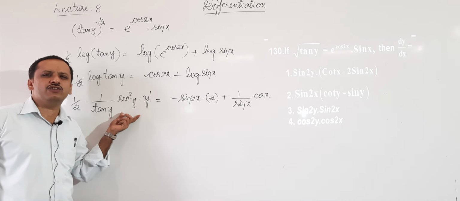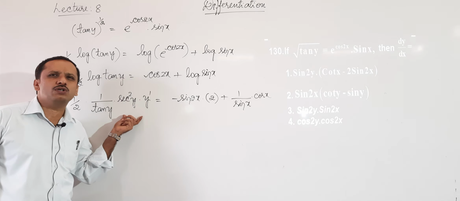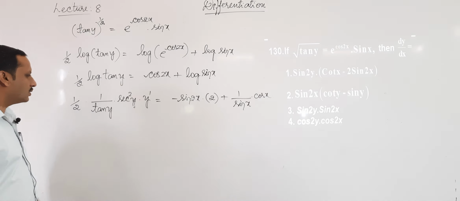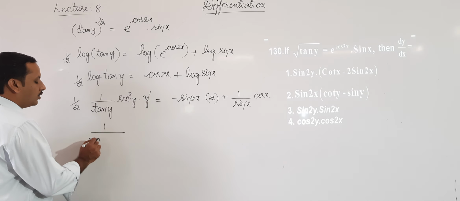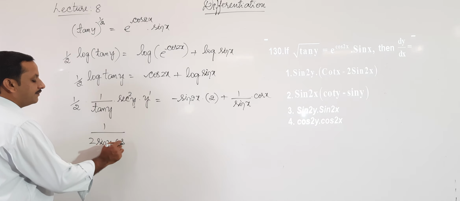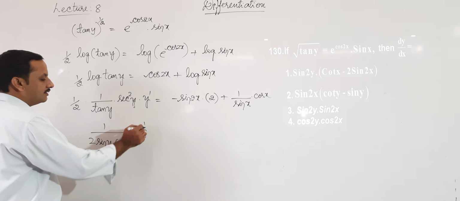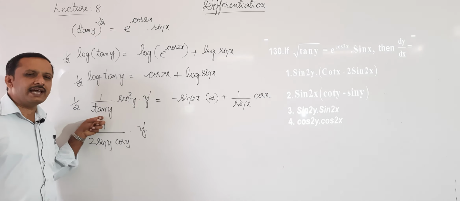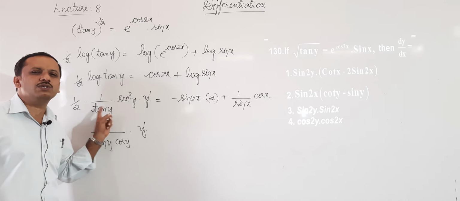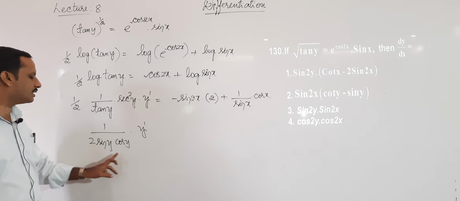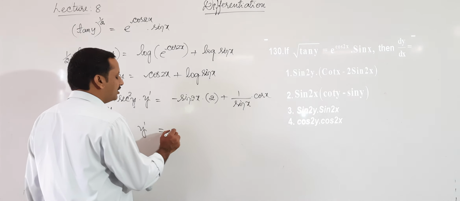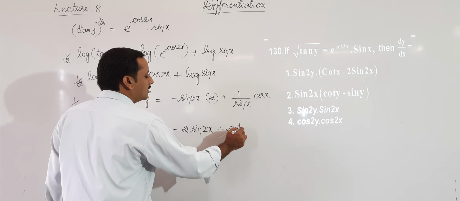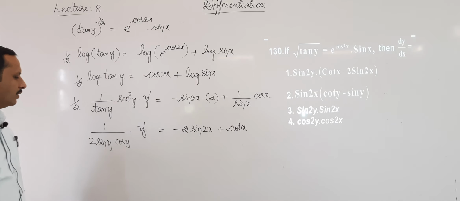Secant square y, I will take it to the denominator. When it goes to the denominator, it will become cos square y. And here tan y is there, I will write it as sin y by cos y. So we are left with 1 by 2 sin y cos y into y dash. See here, secant square y, I am writing it as 1 by cos square y, and tan y as sin y by cos y. One of those cos y gets cancelled. So you have 2 sin y cos y into y dash is equal to minus 2 sin 2x plus cot x. Cos x by sin x will become cot x.